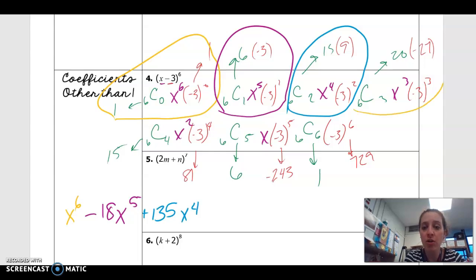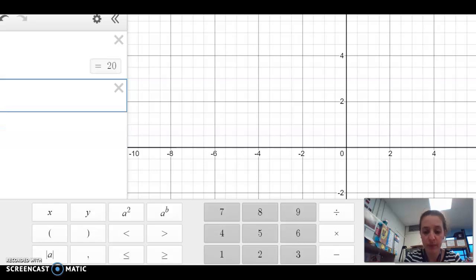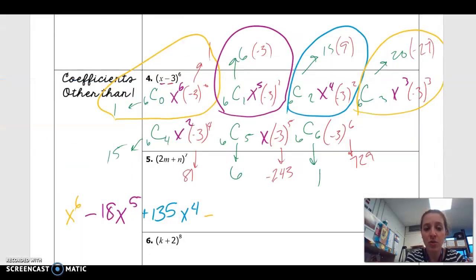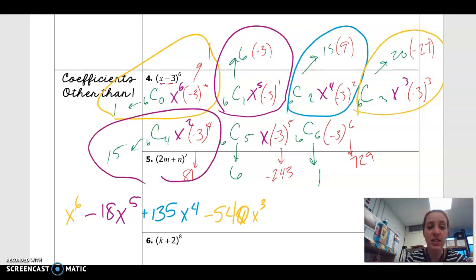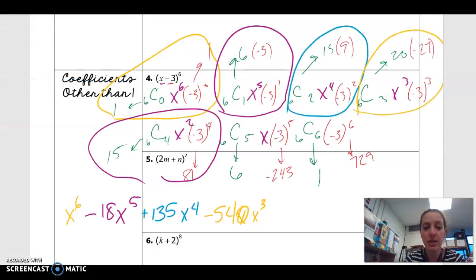I'm going to alternate colors just so that I can keep track. Here I see I've got a negative value, and 20 times 27. Woo, that's a really big number. There we go, 540. So this would be minus 540x cubed. I'm going to go back to purple, just alternating colors so that we can see things. 15 times 81 is 1215. Again, it's a positive, and my x squared still stays there.